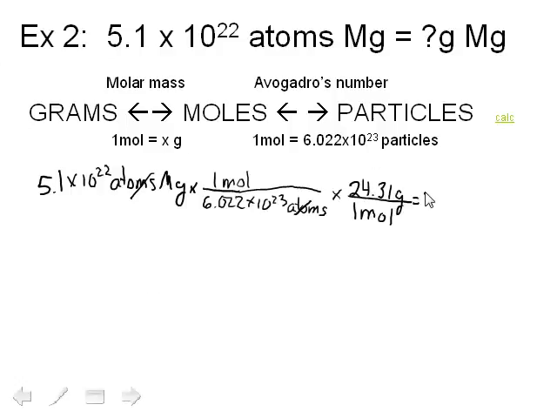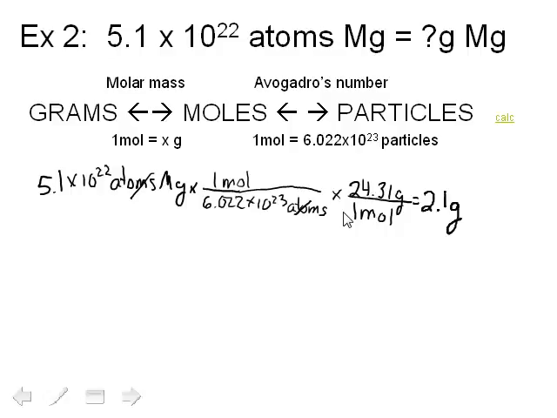So let's write that in. 2.1 grams. Is that reasonable? We start with less than a mole, less than 6.022 times 10 to the 23rd. And so we should end up with less than 24 grams. Less than 24 grams, that's reasonable.